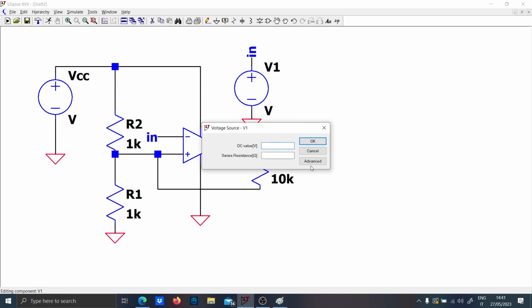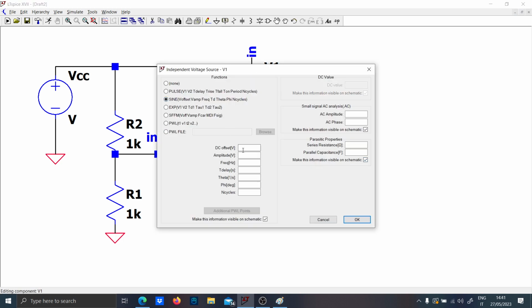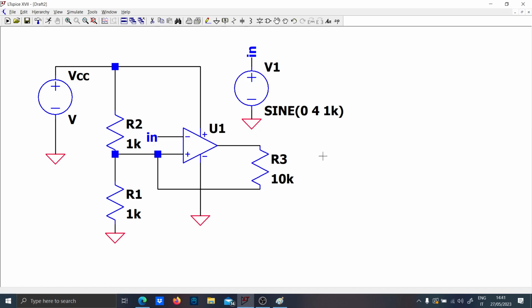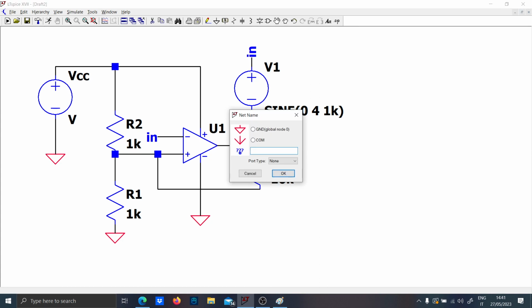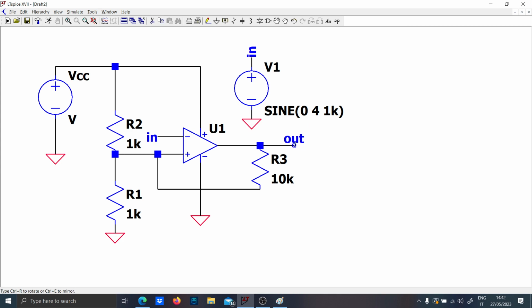And let me put the classical sine wave between 0 and, I don't know, 4 volts, 1 kilohertz. Let me call this voltage out. Now it is very important that you follow me carefully and also with the net name. So let me run the simulation.